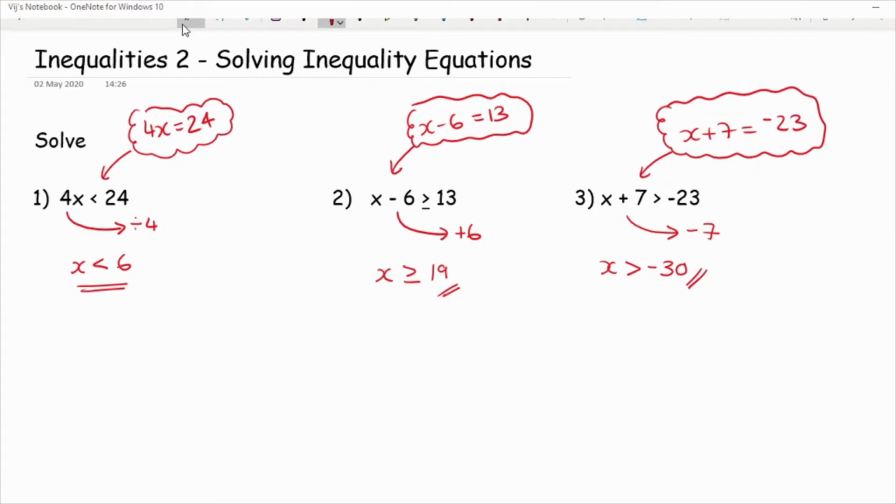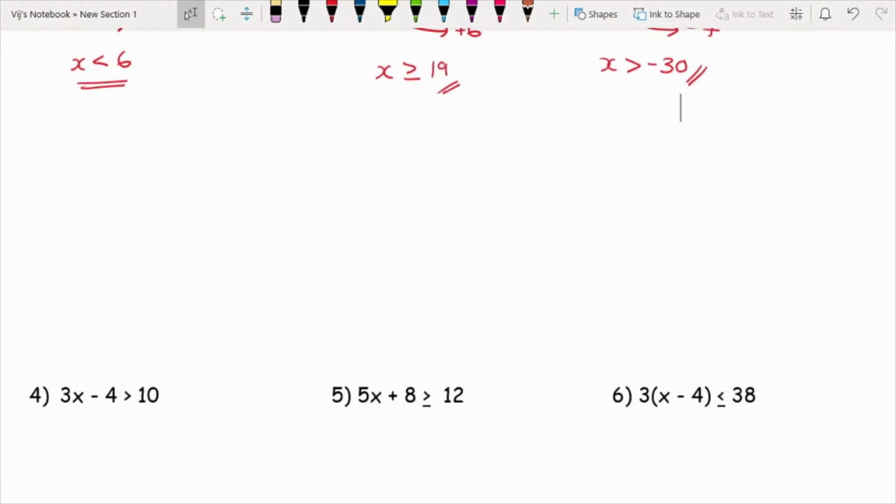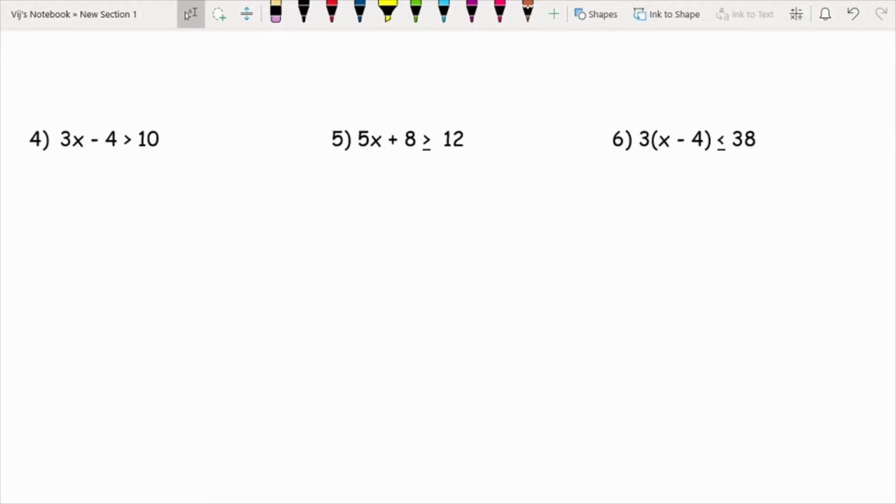So moving on to slightly more complicated questions, let's have a look. Here we've got a set of questions. These are what we call two-step equations. Looking at question 4, I need to get rid of the minus 4 and I need to get rid of the 3. When we're solving equations, we do the reverse of BIDMAS, so we get rid of whatever's being added or subtracted first. So I'm going to get rid of this minus 4 by adding 4. What I've got left on this side is the 3x because I've done nothing with that, and 10 plus 4 is 14.